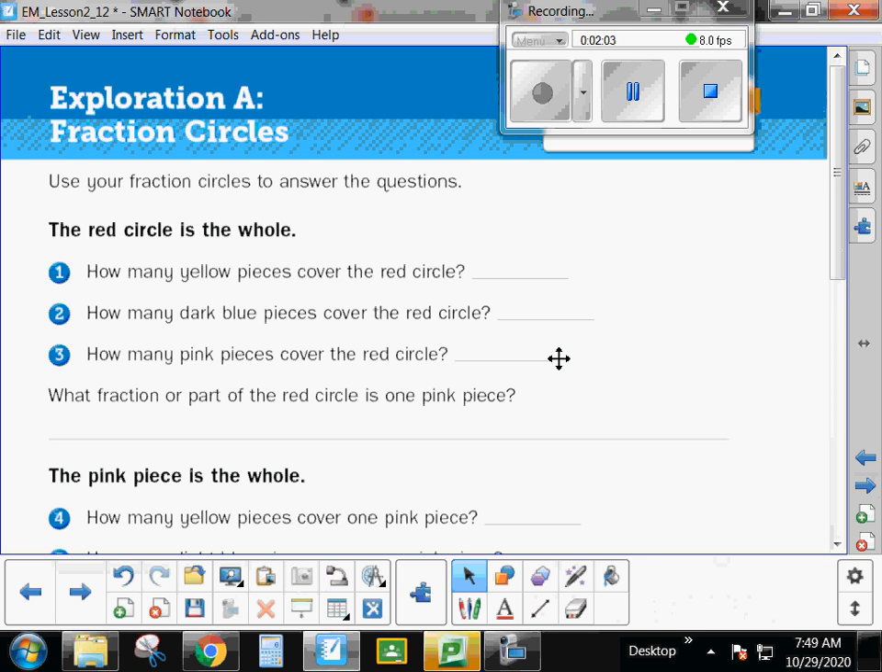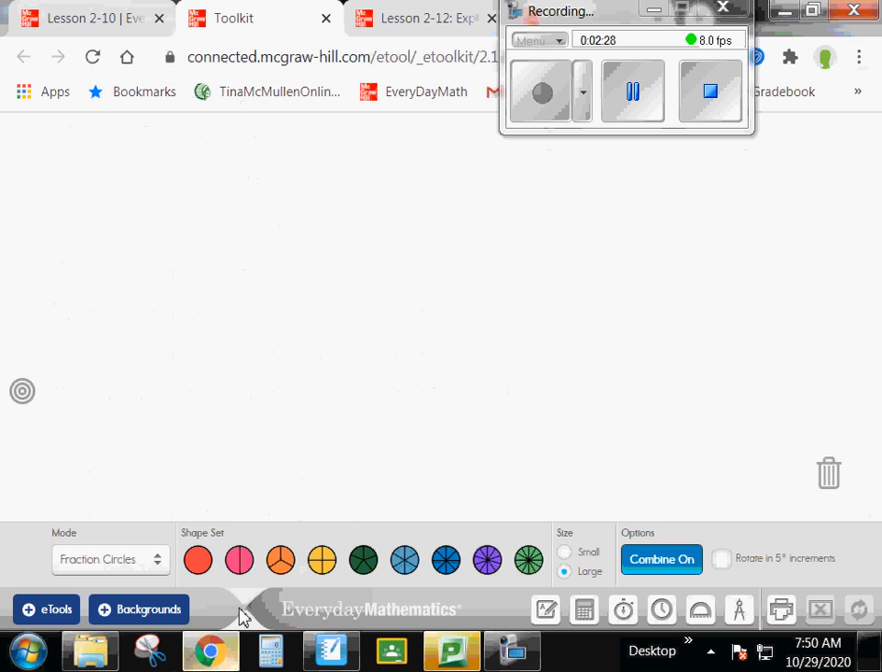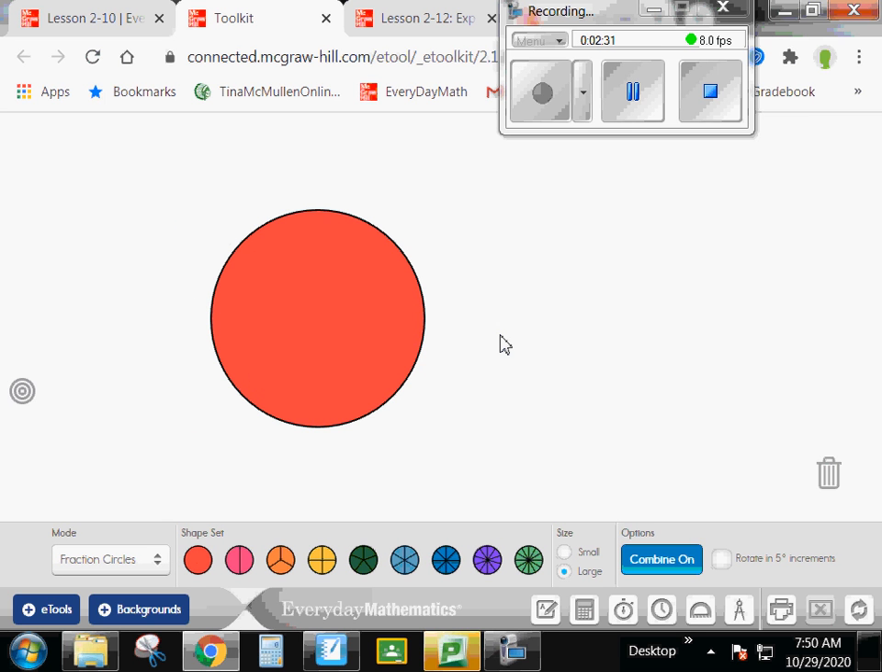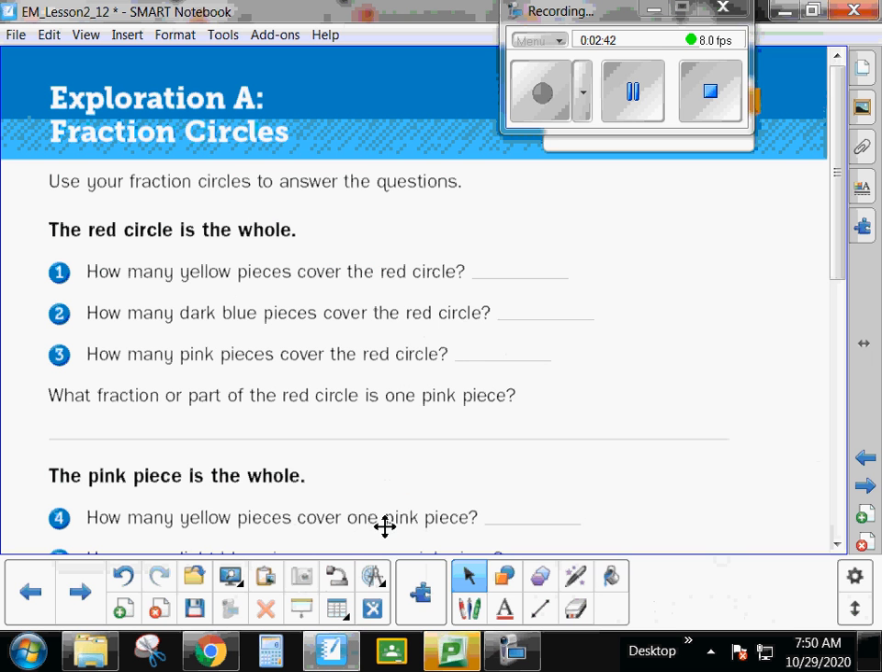All right, now when you get on your journal page or in your workbook, page 60, this is what you're going to see. I just want you to literally go through this and just explore. Do exactly what that workbook page says to do, okay? You see here where it says the red circle is the whole. A whole means the entire thing, right? So when you get onto your toolkit, you'll just pull up the red circle, and that's your whole circle. Now, let's just pretend it's a cookie. So this is the whole cookie. Then you're just going to do exactly what it says.